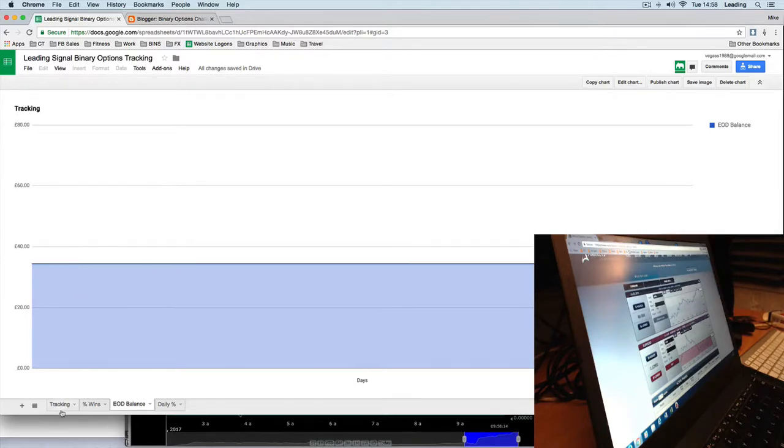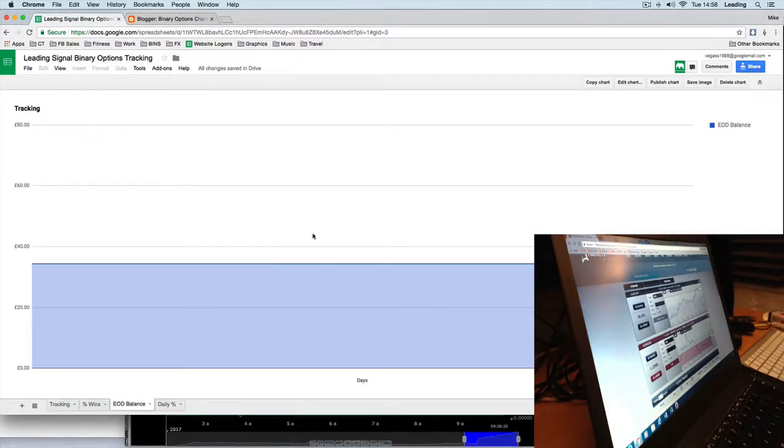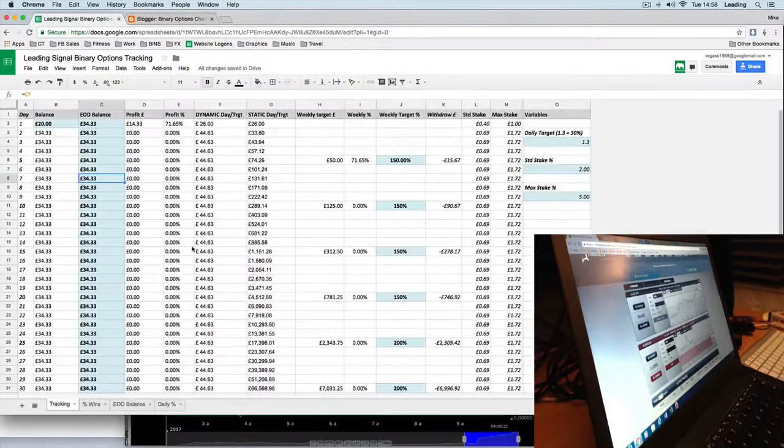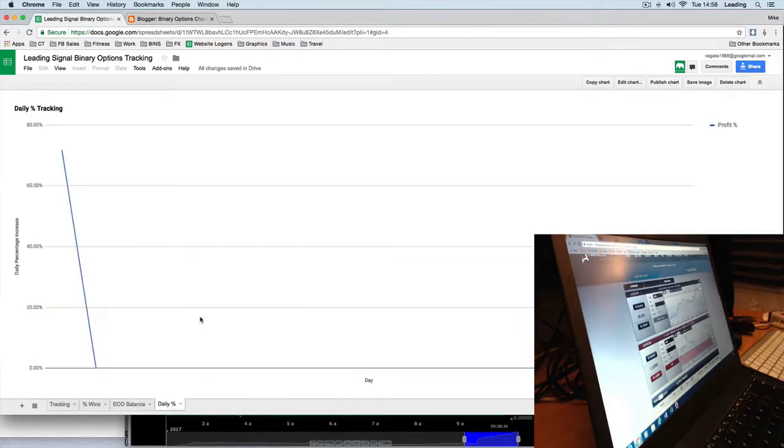The only thing is, if you're taking a withdrawal out, it just doesn't look as smooth. But don't worry about it. It's best to take a withdrawal out. To be honest, it's an aesthetics thing. It doesn't really make too much of a difference as long as that's steadily going up. That's all you want. Daily percentage tracking.